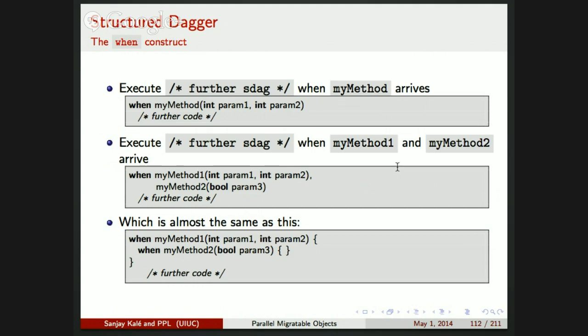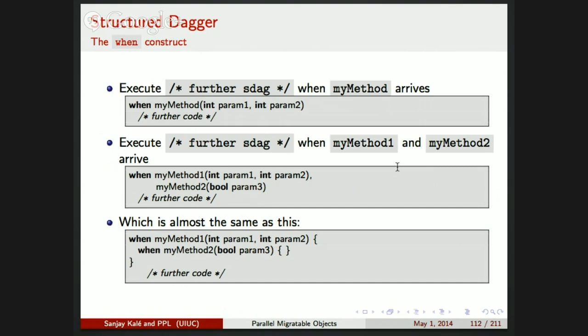Okay, so a little more on the when construct. Again, you have these when constructs saying what method you're expecting and what parameters it's going to receive, and then it'll execute whatever's after that. You can also essentially chain these together. If you're saying, I don't want to move forward until I receive both my method 1 and my method 2, you can just have when followed by a comma.